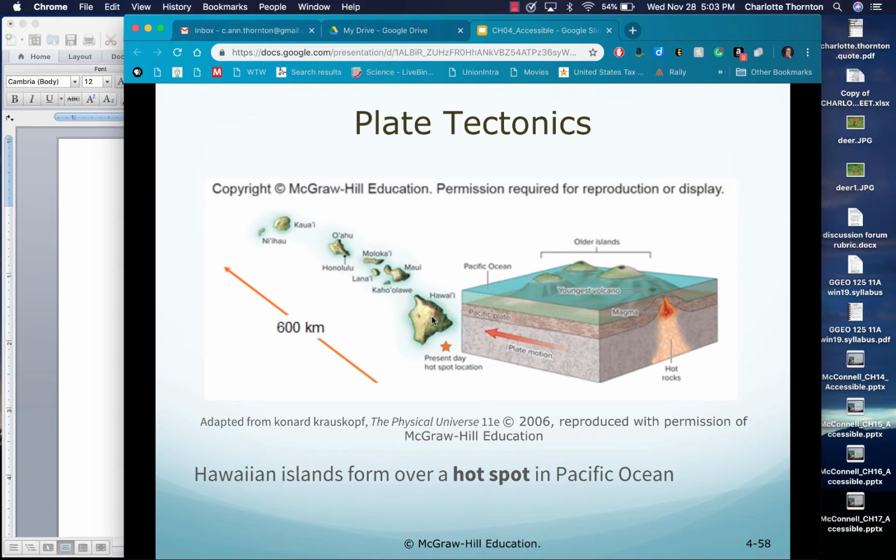It's interesting that this is one of the oldest ones, and as the plate moved over the hot spot, you've got Kauai, you've got Oahu, you've got Molokai, Lanai, Maui. The present day hot spot is very near the Big Island, and as you know, Kilauea is still spewing lava. It has not stopped. In fact, if you were to go to the Big Island today, you could actually see lava out of the volcano.